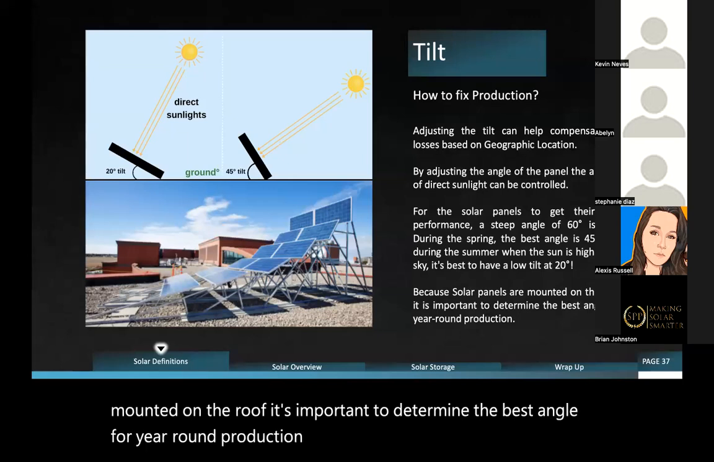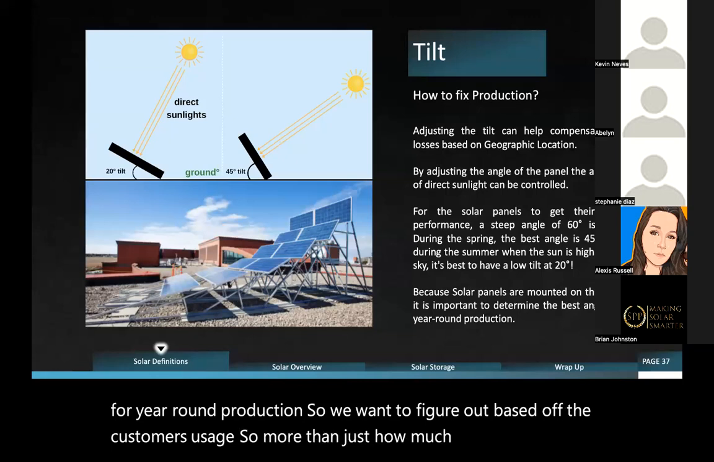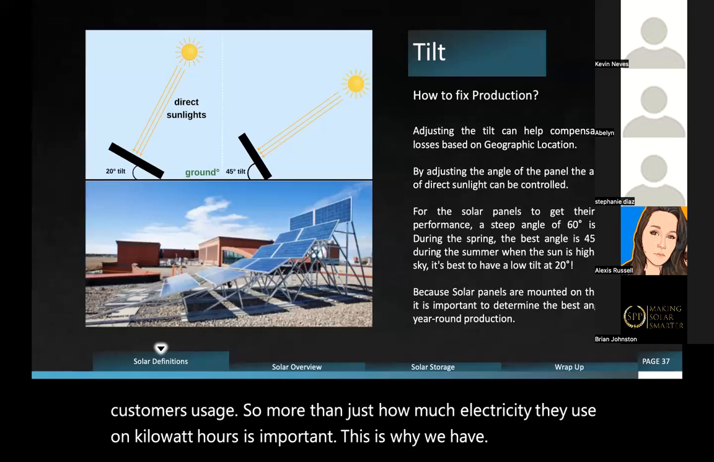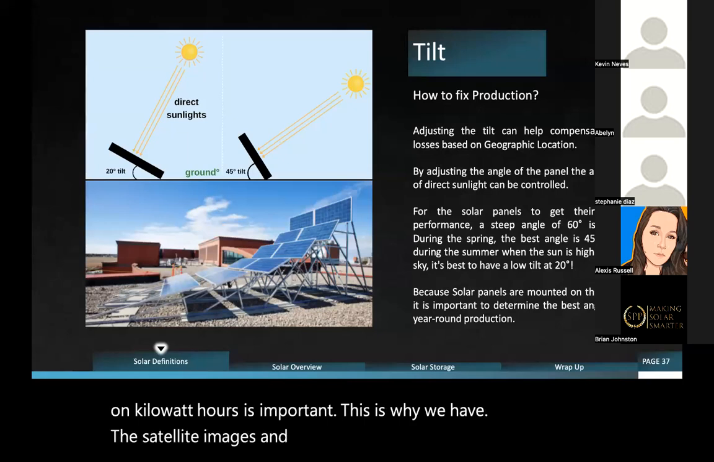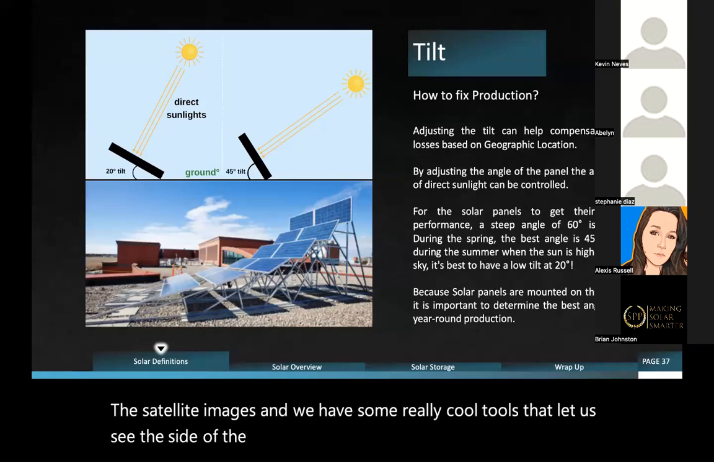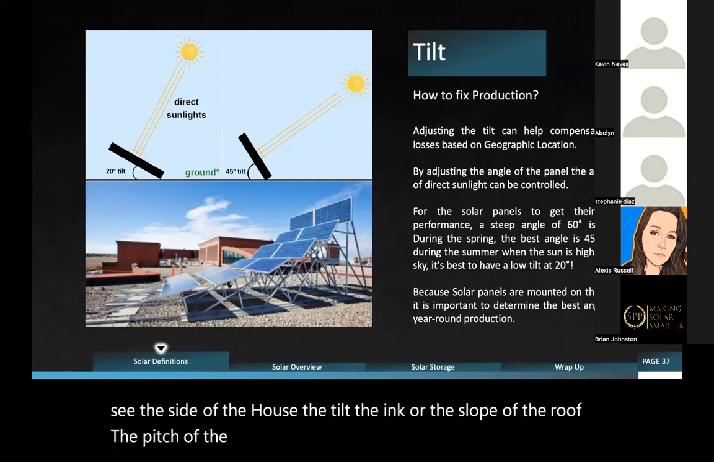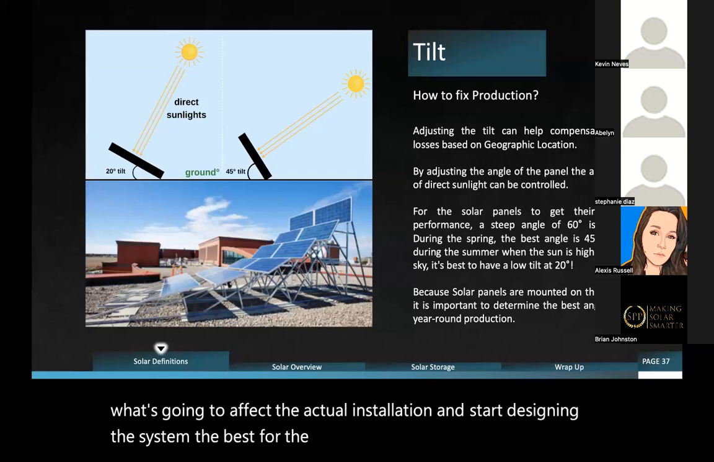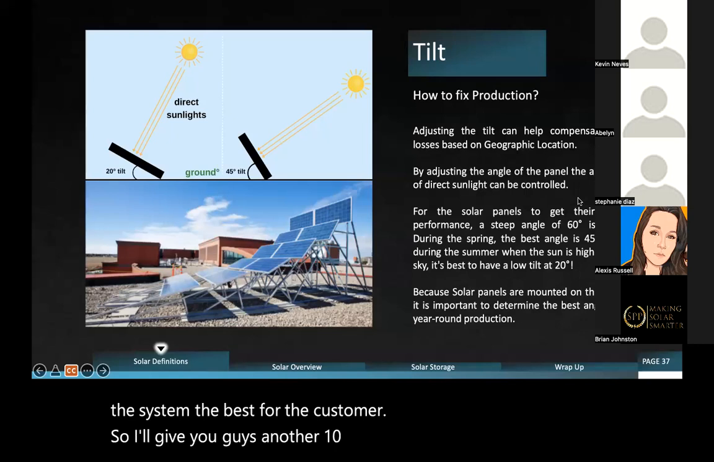So we want to figure out based off the customer's usage. So more than just how much electricity they use in kilowatt hours is important. This is why we have the satellite images, and we have some really cool tools that let us see the side of the house, the tilt, the angle, or the slope of the roof, the pitch of the roof, shading areas, so we can see what's going to affect the actual installation and start designing the system the best for the customer. So I'll give you guys another 10 seconds to write that down, and then I'm going to move on to the next one.